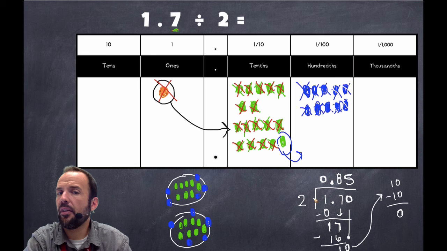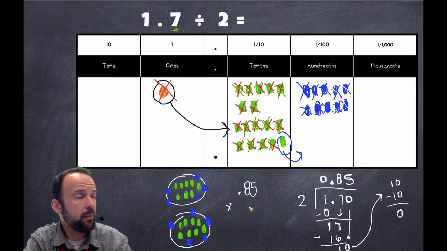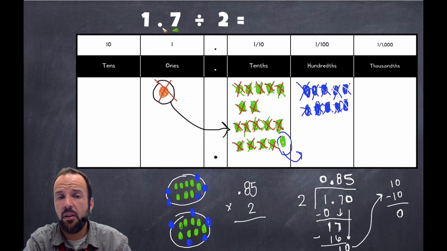How could we check that? How could we make sure that we did our math right? Well, I could take the answer that we got of 85 hundredths and multiply that by 2, and I should get 1.7. So let's see, 2 times 5 gives me 10. I'll put my 0 there, carry my 1 up here. 2 times 8 is 16 plus 1 more is 17.